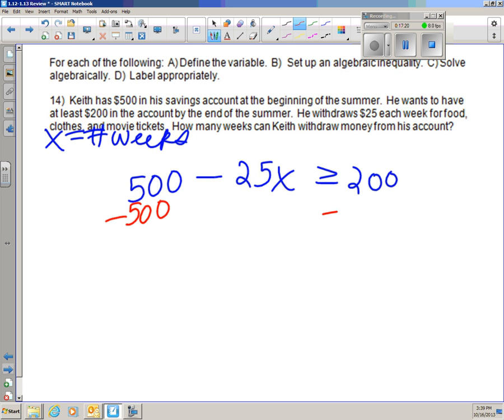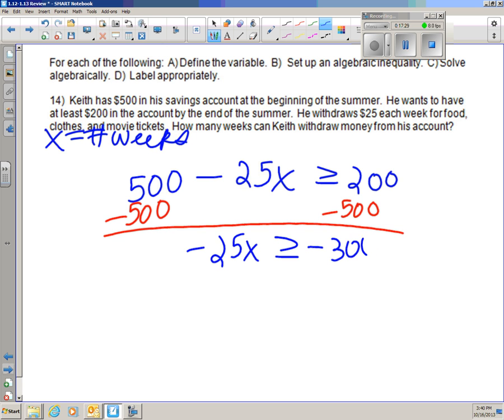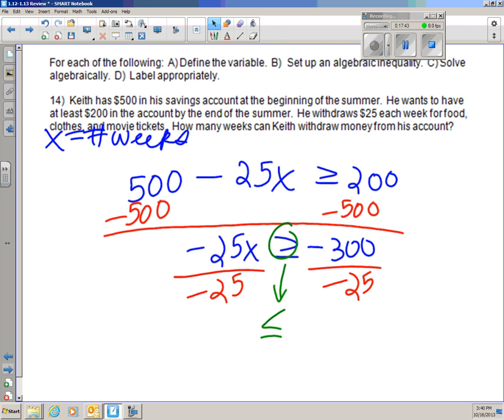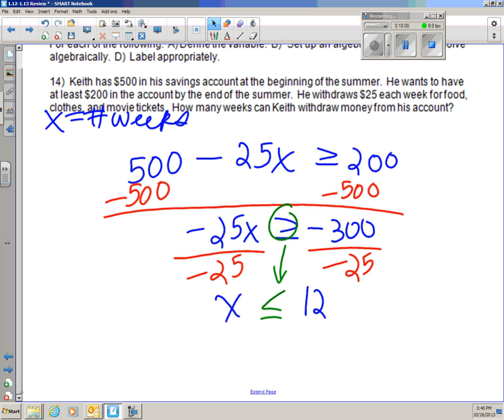Subtract $500 from both sides. Negative 25x is greater than or equal to negative $300. Divide both sides by negative 25. Remember, you're dividing by a negative. You must reverse your inequality symbol. What comes out is x less than or equal to, and this comes out to be an actual integer, 12. So the answer to how many weeks can he withdraw money from his account is: he can withdraw money for no more than 12 weeks. And that's going to keep the balance that he wants.